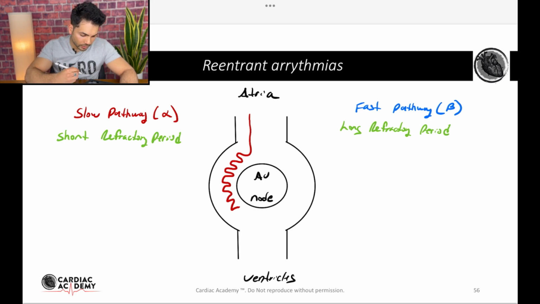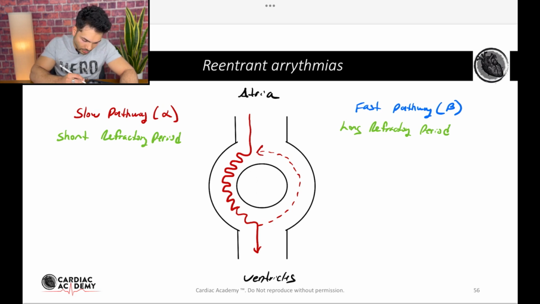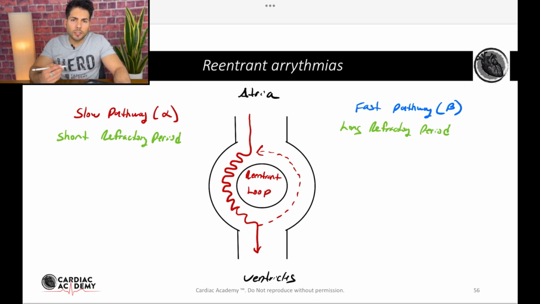And that allows the slow pathway to not only make it down to the ventricles, but to start climbing up the fast pathway. And as you can see, this can cause a loop. And that's how we get a reentrant loop. This causes the atria and the ventricle to continue to depolarize through this loop and can drive the heart rate to go as fast as 200 to 300 beats per minute, okay?